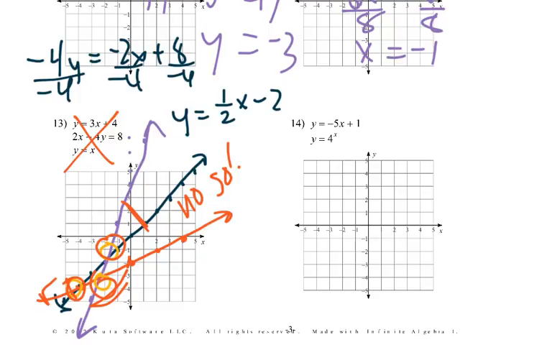Now 14. We have negative 5 plus 1, so 1. Then we're going to go down 5 to the right 1, or up 5 to the left 1.